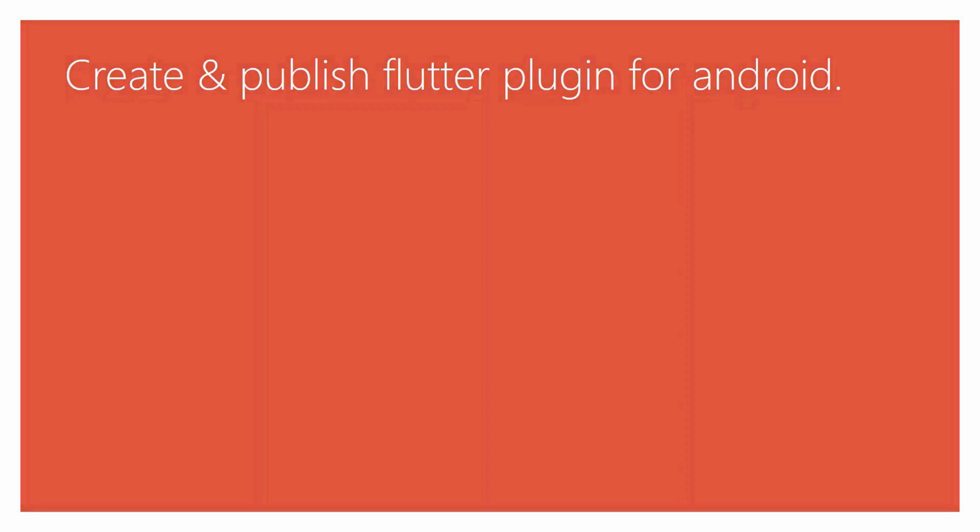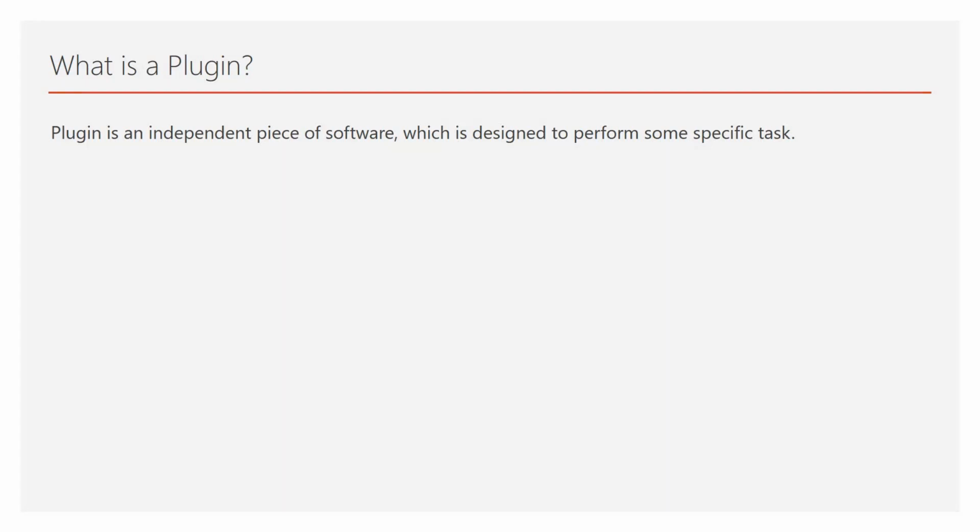Today I'll share with you how to create and publish a Flutter plugin for Android. So what is a plugin? It's an independent piece of software that is designed to perform some specific task. In the case of Flutter, this plugin can perform some platform-specific functionalities like accessing hardware components such as camera, GPS, uninstalling other applications or reading sensor data. Once this plugin is created, it can be consumed by any application that needs this functionality.